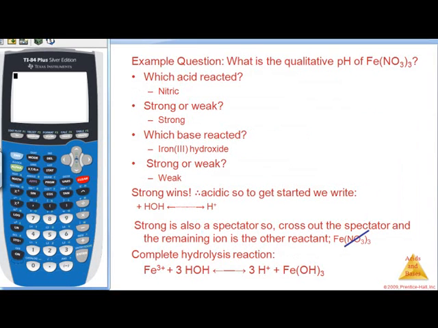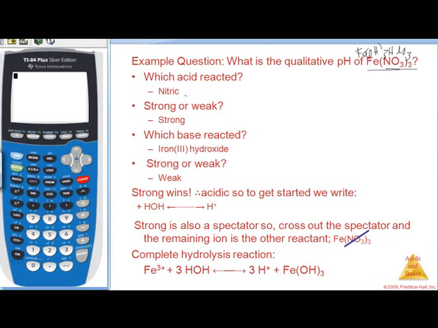So let's take a look at one. Alright, so what is the qualitative pH of iron 3 nitrate? So first we're going to look at this and say which acid reacted. Well, nitrate must come from nitric acid, and iron must have come from iron hydroxide, right? So nitric, it's strong. Which base? Iron 3 hydroxide, it's weak. Therefore we have a strong win. So we have an acidic salt, right?